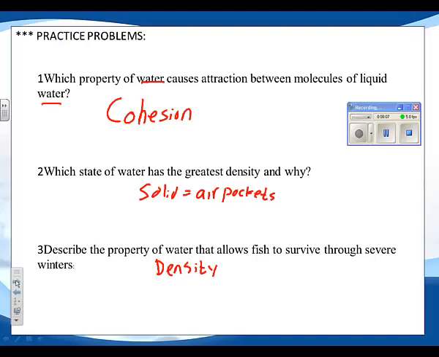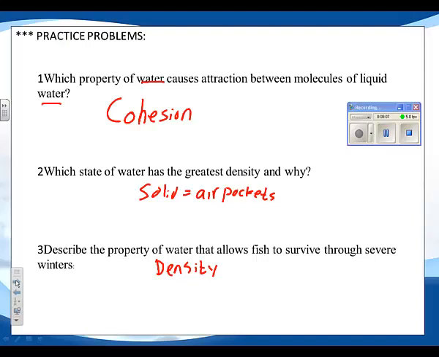So cohesion. Remember, co-worker means the same kind of worker. Which state of water has the greatest density and why? It's solid because of those air pockets. Those air pockets form because those hydrogen bonds can get closer and closer together.